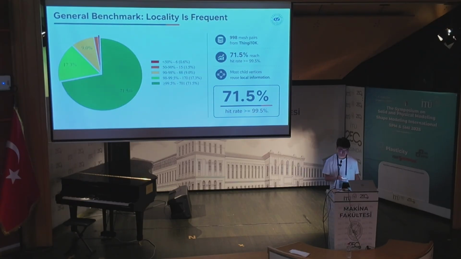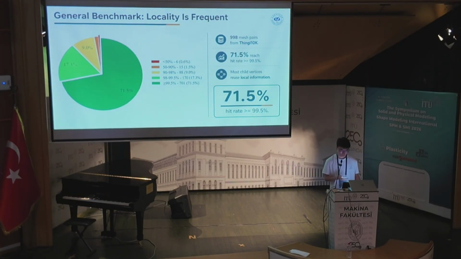A hit means that the nearest surface of the child vertex is found by the inherited face or its local neighborhood. The result is strong. In 79.5% of the cases, the hit rate is at least 99.5%. This shows that during subdivision, parent and child vertices have strong spatial locality. So local search can handle most nearest point queries.